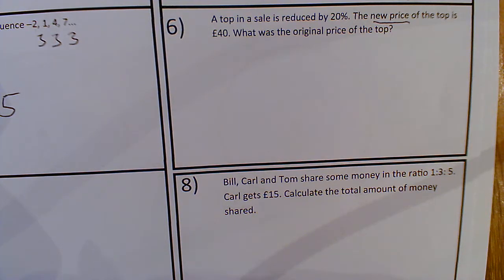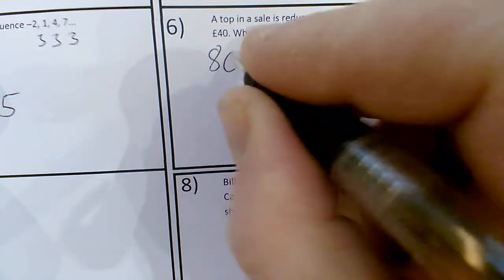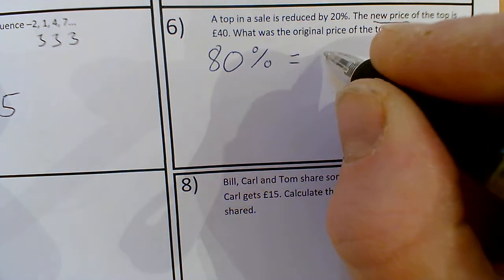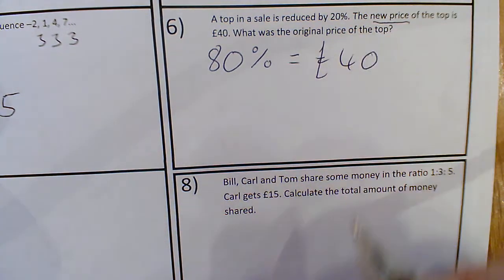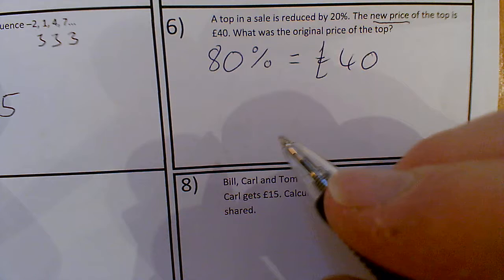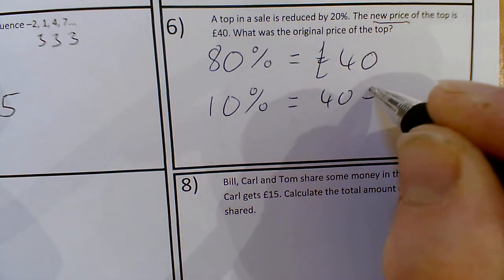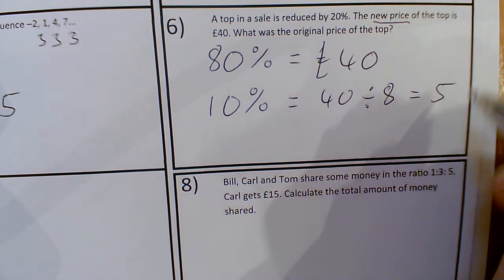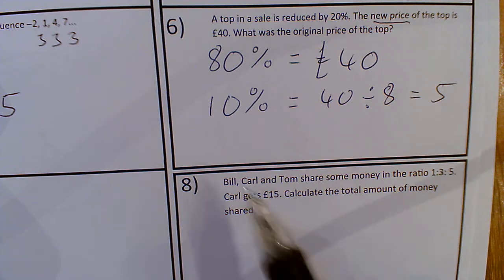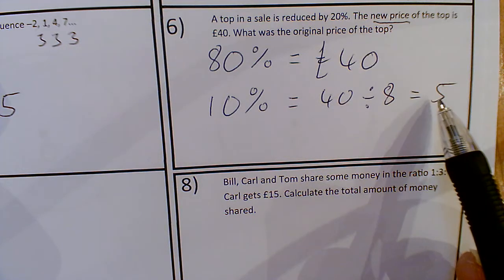If the top has had 20% taken off it already, then that means the price it's at now is 80%. So 80% is equal to £40 because it's had 20% reduction applied to it. If I apply a 20% reduction to 100%, I'll get 80%. If 80% is £40, then 10% is 40 divided by 8, which is £5. 10% is £5. 80 divided by 8 gives me 10, so 40 divided by 8 gives me 5.